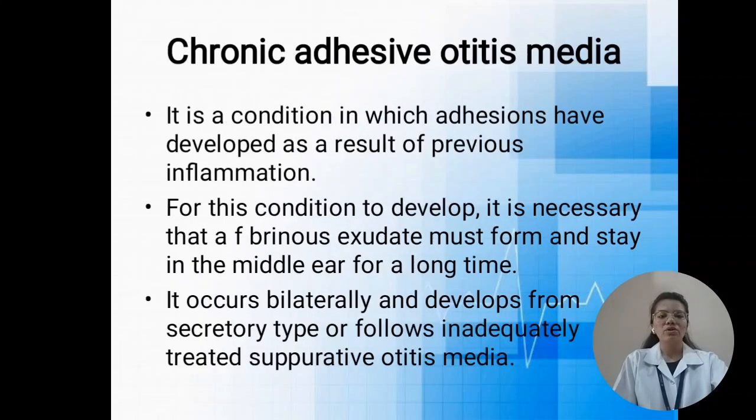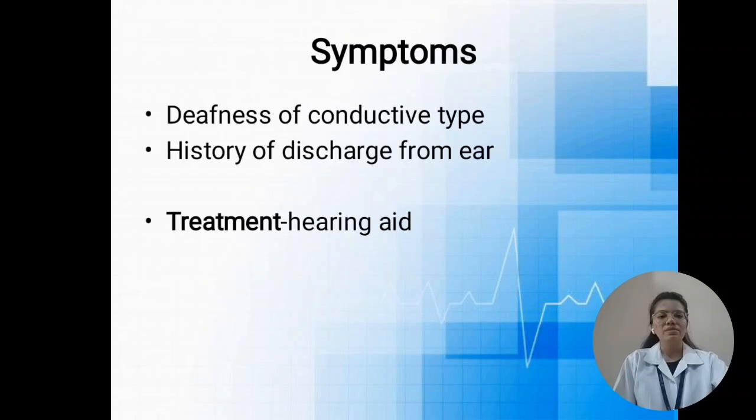Now, the second one is chronic adhesive otitis media, in which adhesions have developed as a result of previous inflammation. For this condition to develop, it is necessary that a fibrinous exudate must form and stay in the middle ear for a long time. It occurs bilaterally and develops from the secretory type. The symptoms are deafness of conductive type and history of discharge from the ear. The treatment is hearing aids in chronic cases, as no other treatment will work.